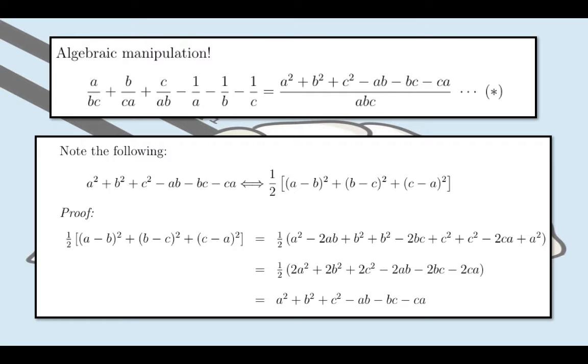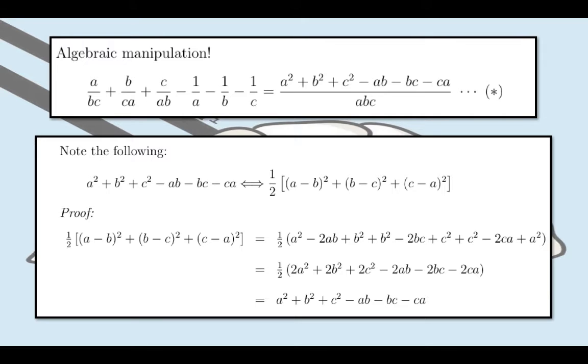Just expand the right side of this identity. We get one half times A squared minus 2AB plus B squared plus B squared minus 2BC plus C squared minus 2CA plus A squared. Collect like terms, and then we get 1 half times 2A squared plus 2B squared plus 2C squared minus 2AB minus 2BC minus 2CA. Now everything within the parentheses has a factor of 2. Since there's a 1 half outside, we can cancel those two. So the resulting expression is actually equal to A squared plus B squared plus C squared minus AB minus BC minus CA, as shown above.